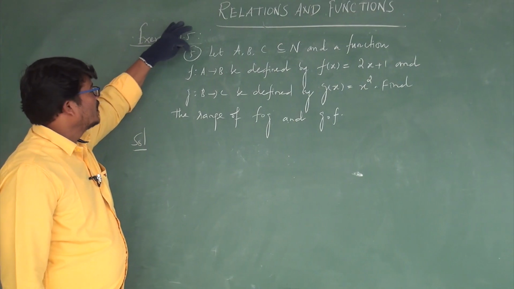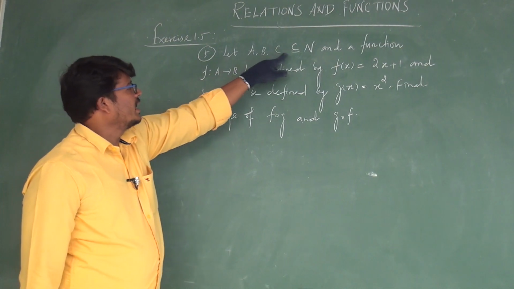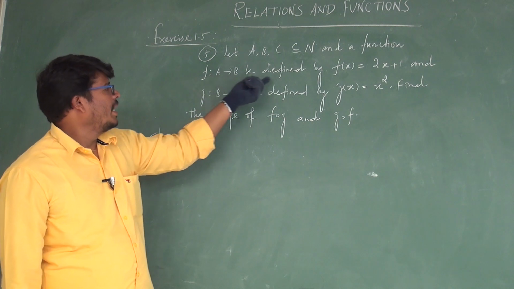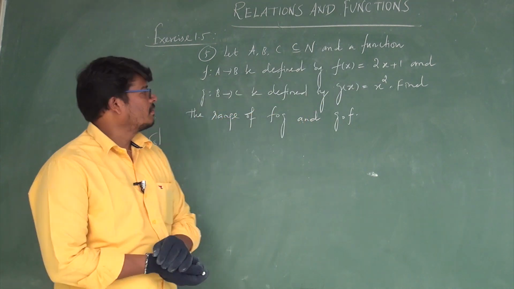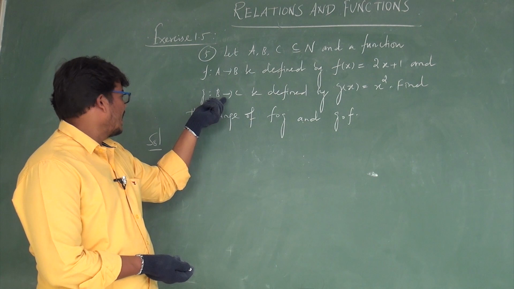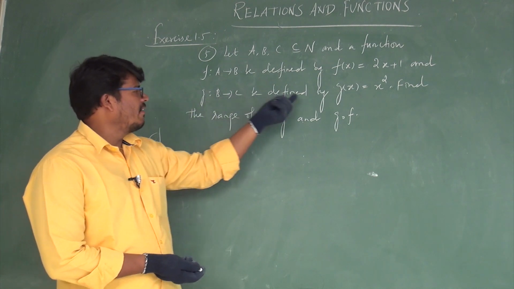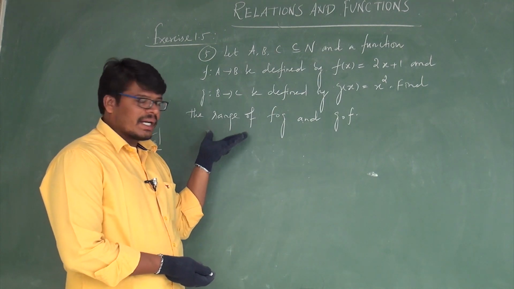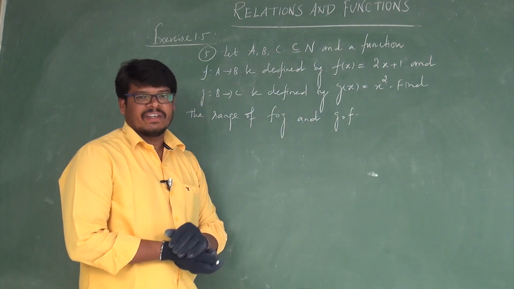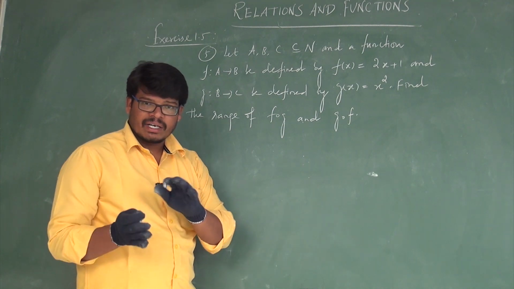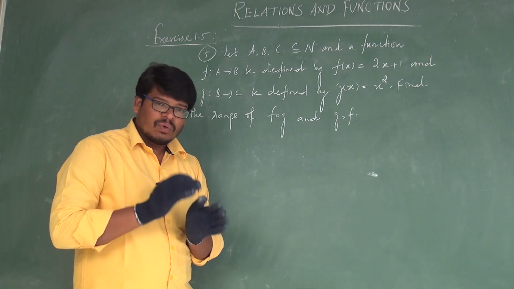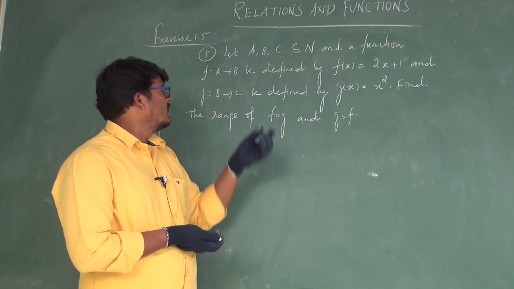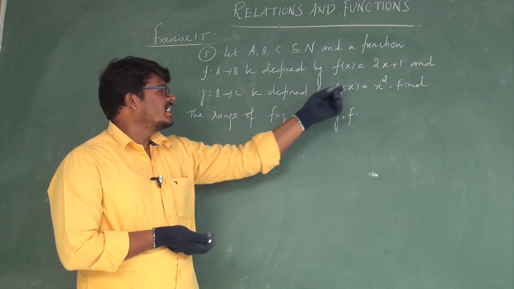Next, question number 5. Let a, b, c be subsets of N, and a function f from a to b be defined by f of x equals 2x plus 1. The second function g from b to c is defined by g of x equals x squared. Find the range of f∘g and g∘f. So f and g are the two given functions.